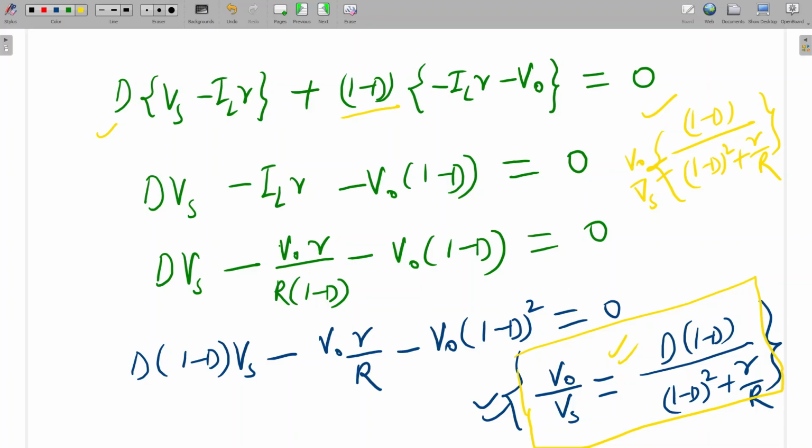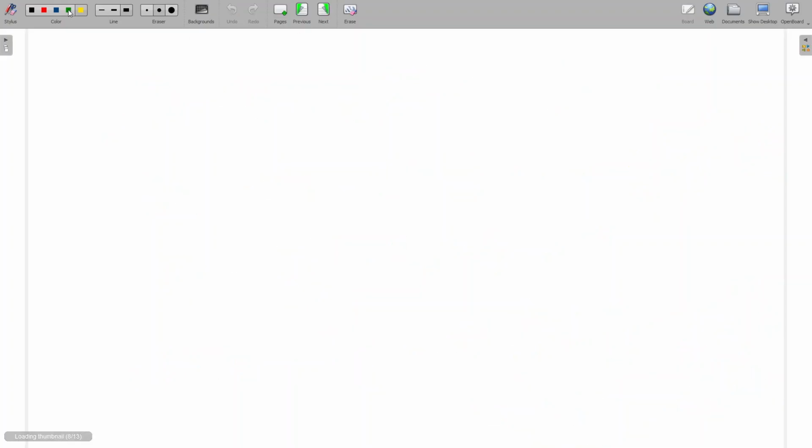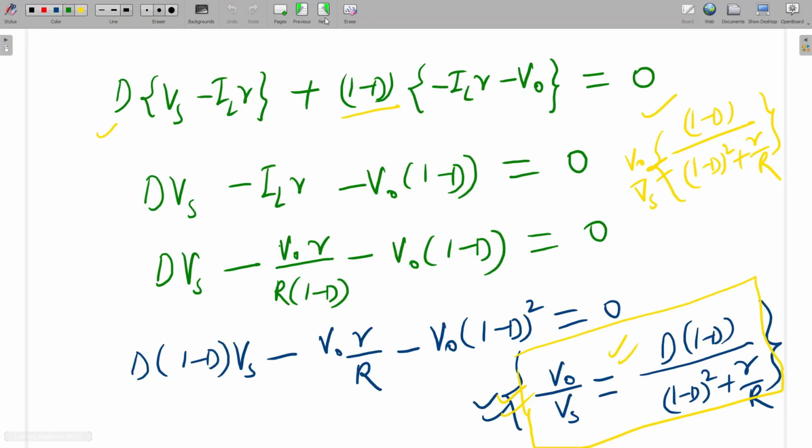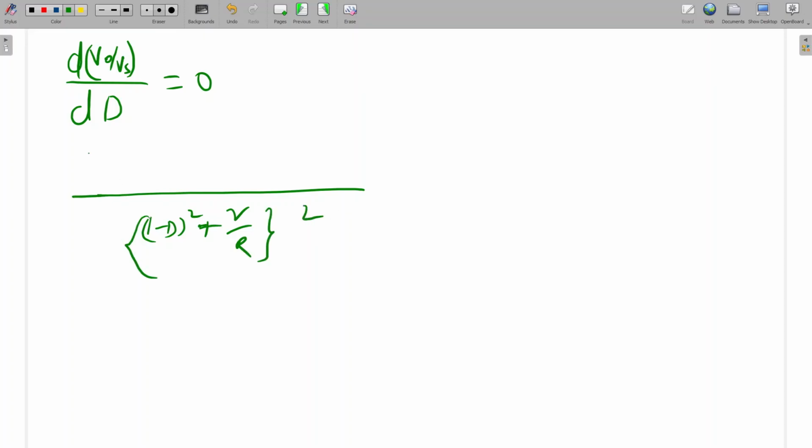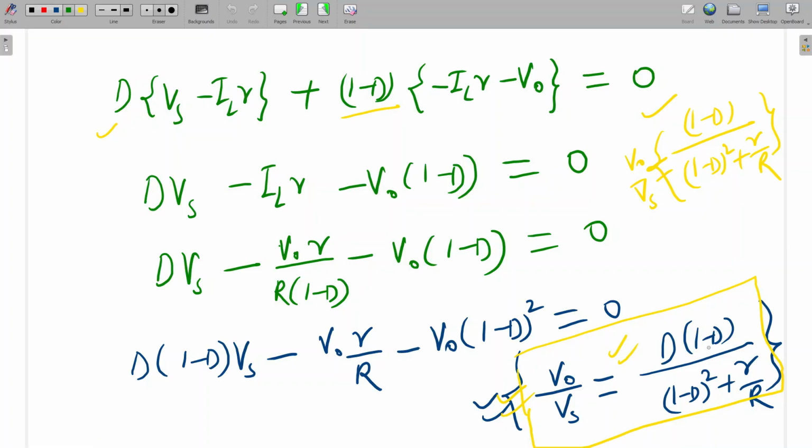So what do we have to calculate further? We have to calculate the value of the duty at which this gain will be maximum. The same thing I am going to do: I will differentiate this equation with respect to D, so d(V naught by Vs)/dD should be equal to 0. So it will be ((1 minus D) square plus r by R) whole square, and here I will keep the same term, (1 minus D) square plus r by R. The second term is D into 1 minus D, so it will be D minus D square.